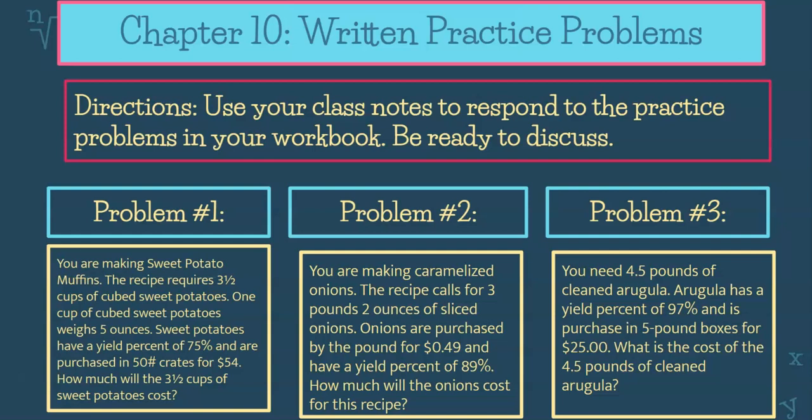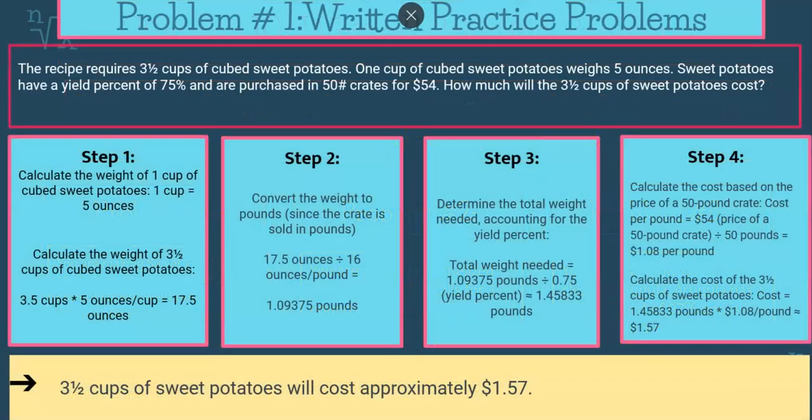So problem 1 is about sweet potato muffins. Problem 2 is about caramelized onions. And problem 3 is about arugula. So let's get started. All right, so the first problem, the recipe requires 3½ cups of cubed sweet potatoes.